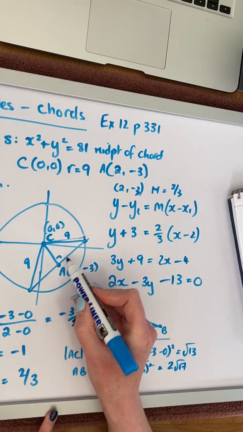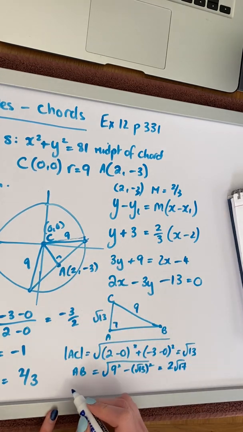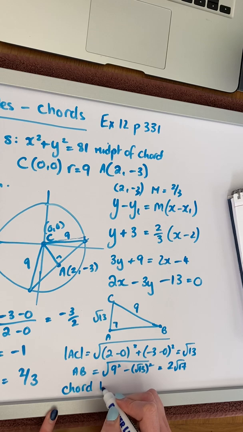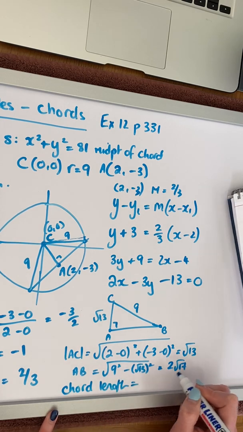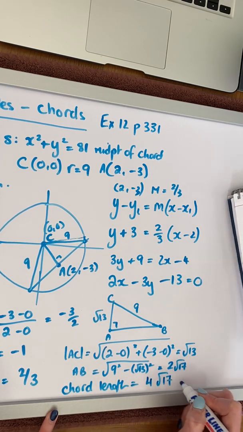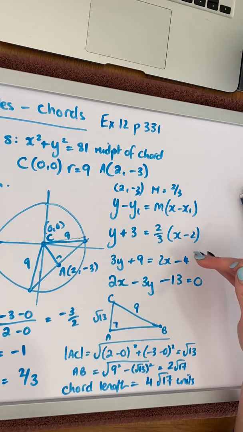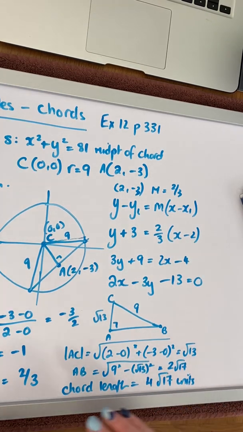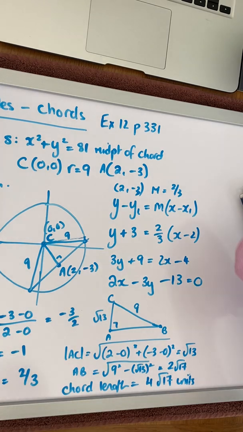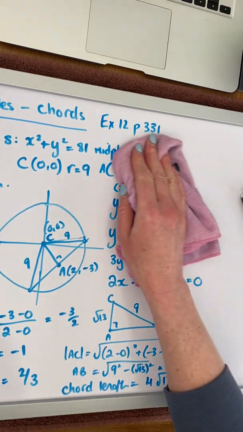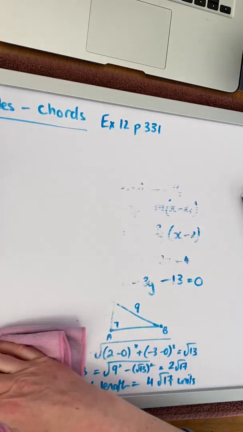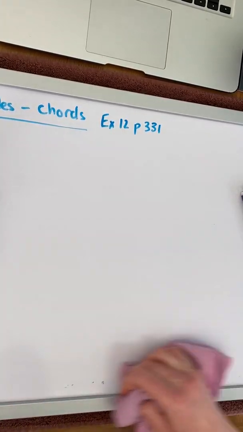Because this is half of the length of the chord, the chord length is double this, which gives us a length of 4 root 17 units. We say units because we aren't given any quantity like centimeters or meters. So that's how we find the equation of the chord and the length of the chord when we are given the midpoint. The next question we're going to look at is question 5C, and we're given again slightly different information, but we're asked to do the same thing.